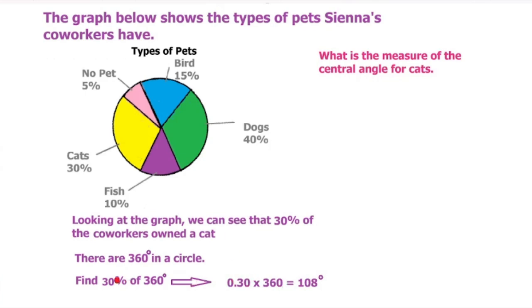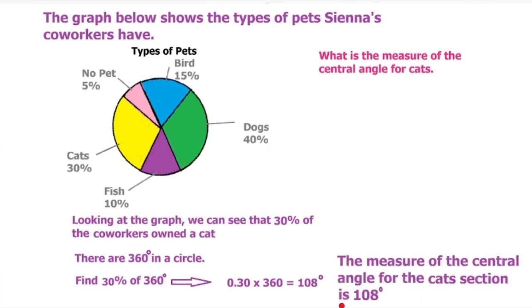So don't forget to change the percentage into a decimal, okay? You move the decimal over here twice, 1, 2, and you're left with 0.3. So 0.3 times 360 when you calculate it out is 108 degrees. So the measure of the central angle for the cat section is 108 degrees. And that's all there is to that problem.